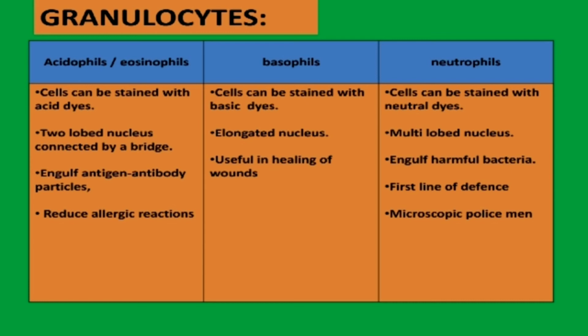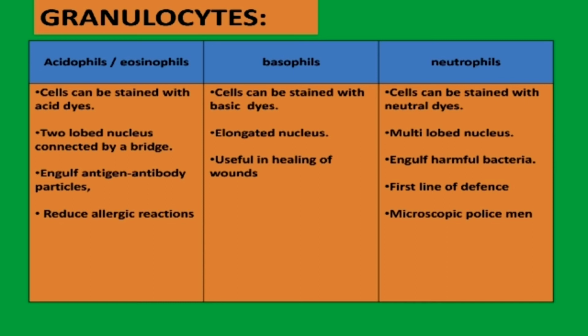Coming to the basophils, they are mostly useful in the healing of wounds. Coming to the neutrophils, these are very, very important because they are the first line of defense for the human body, and they are also called microscopic policemen. They engulf harmful bacteria, and thus they are very useful granulocytes in the human body, especially the neutrophils. So this is the information regarding the granulocytes.